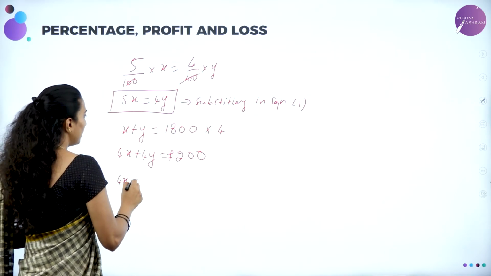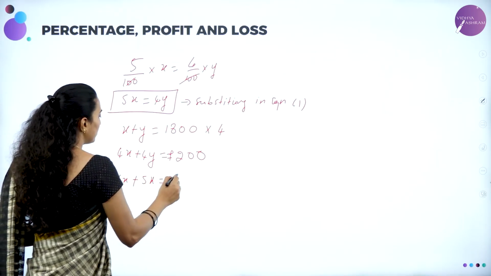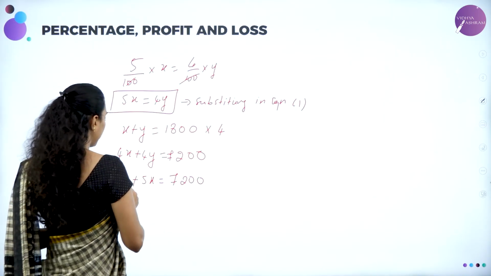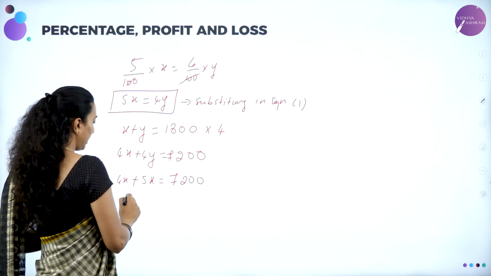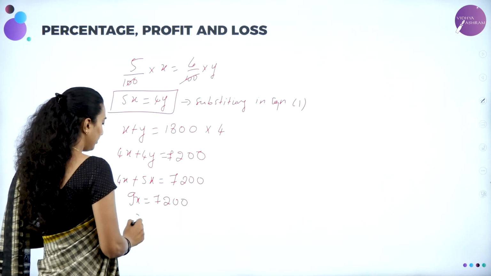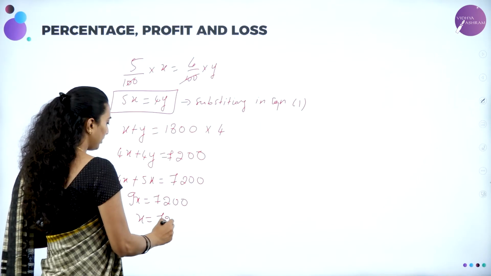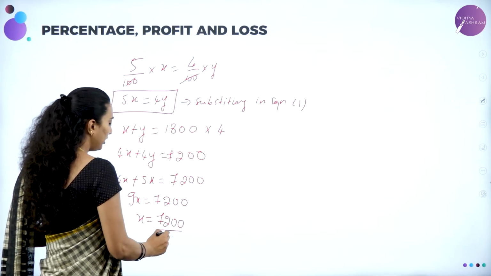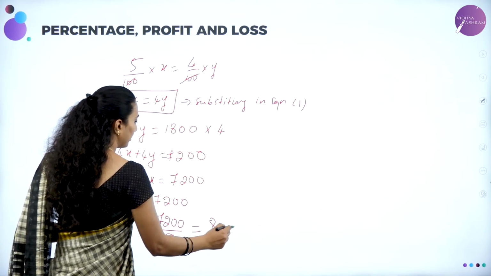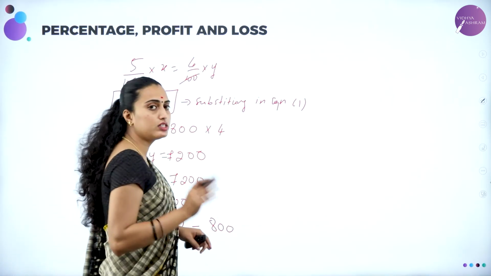So 4x plus 5x is equal to 7200. Again, 4x plus 5x is 9x, which is equal to 7200. Otherwise, x will be equal to 7200 divided by 9. So x will be equal to 800. Correct? So the number of girls is 800.